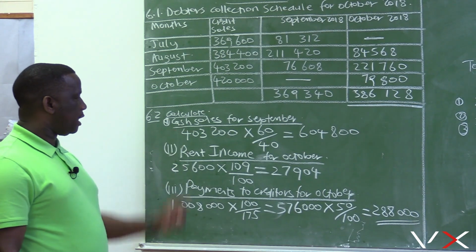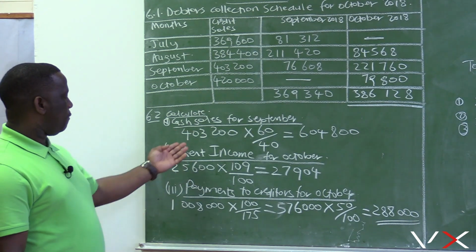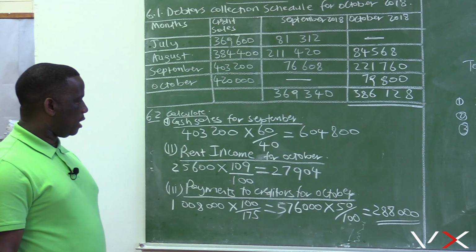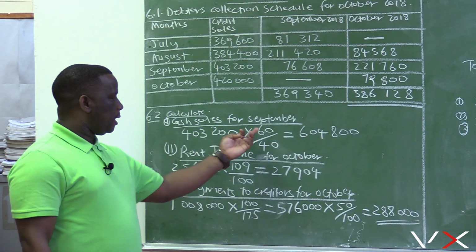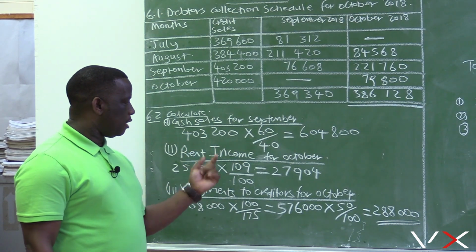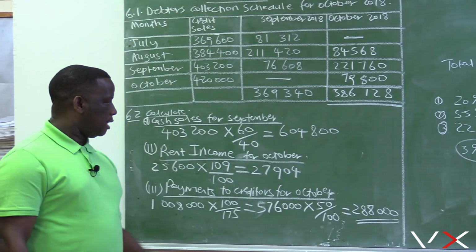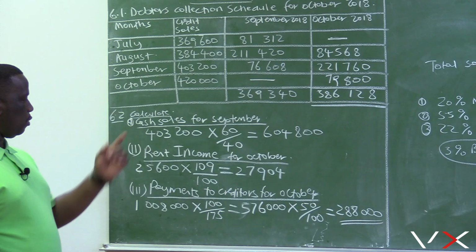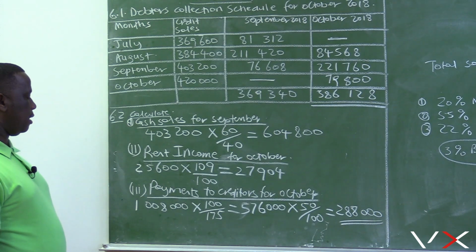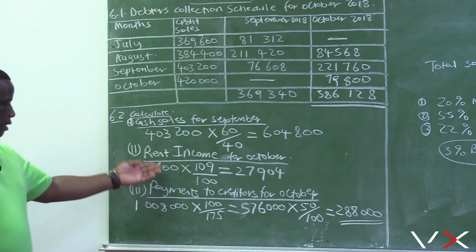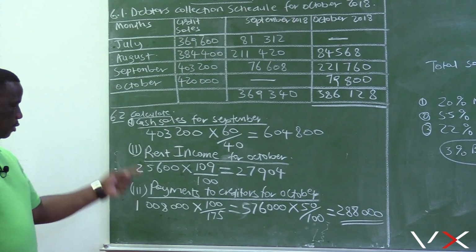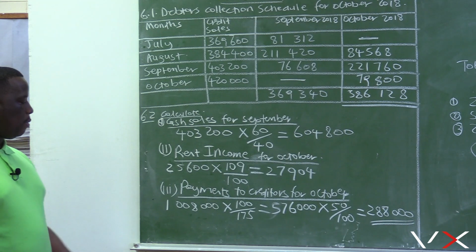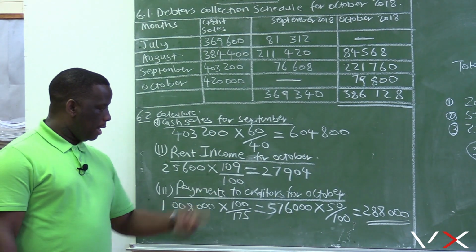The first one was the cash sales for September. We have used a figure of 403,000, which is credit sales, and we know that credit sales is 40% and cash sales is 60%. So to calculate the cash sales, we multiply by 60/40 to get 604,800. Our rent income for September is 25,600, and we are told that it is going to increase by 9% in October.